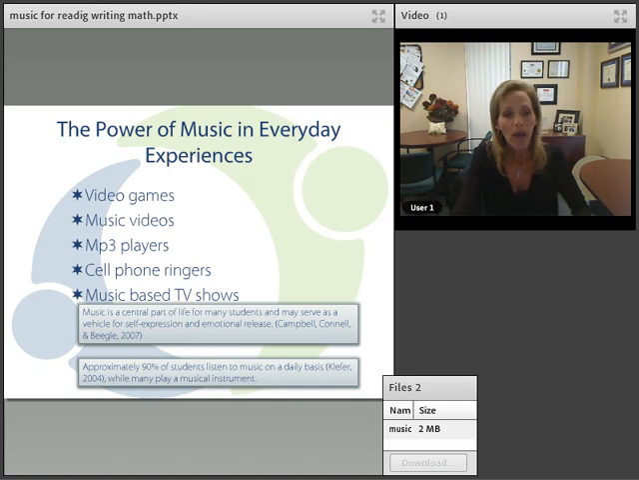So let's talk about the power of music in everyday experiences. I can't imagine that there's anybody out there that doesn't listen to music. I can tell you I haven't come in contact with anybody thus far in all of my experiences. I've been involved with music all my life. My father was a singer and I was a professional singer, went to music school, and I've never found anybody who doesn't listen to music.